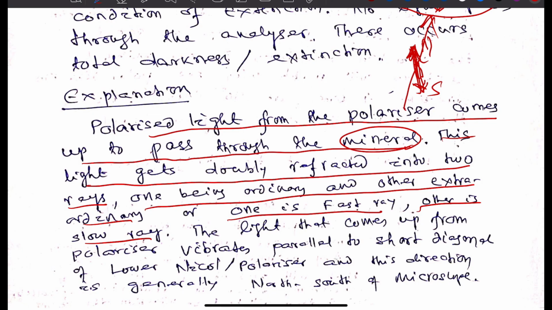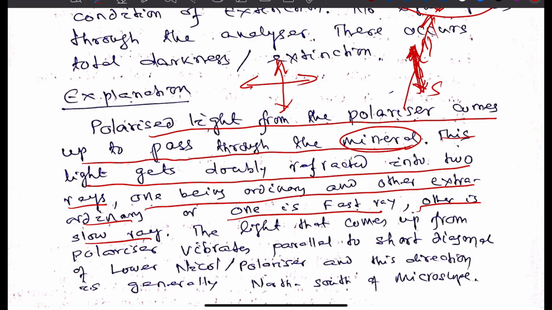But this doesn't happen when the polarized ray coming from the polarizer, entering the mineral section, finds one of the vibration directions of the mineral section parallel to the vibration direction of the polarizer. In that case, light simply passes through the mineral with no component vibrating perpendicular to that. And when this light enters the analyzer, it is not allowed, because the analyzer vibration direction is east to west, and the polarizer vibration direction is north south.